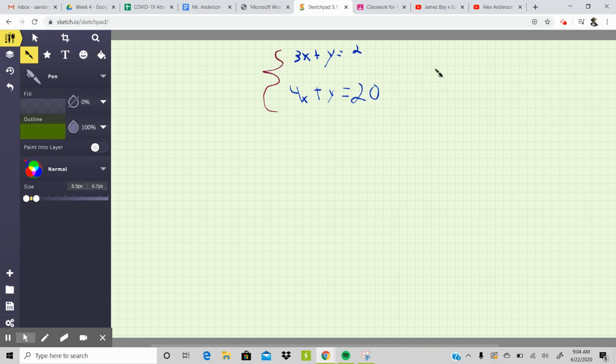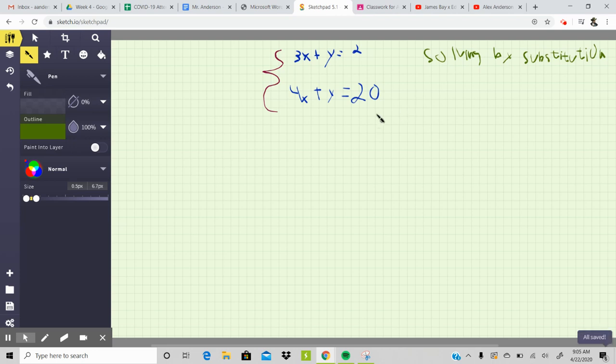Now, today's strategy that we're going to learn is going to be solving by substitution. Solving by substitution. Sorry, I'm slow at writing when I don't have a mouse to write with. All right, that says solving by substitution, if you can read it.